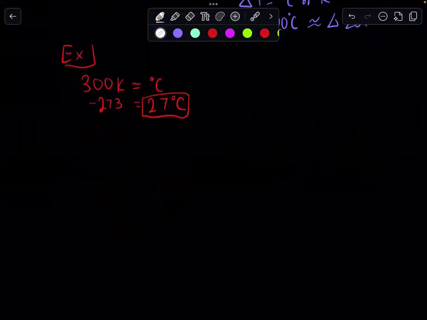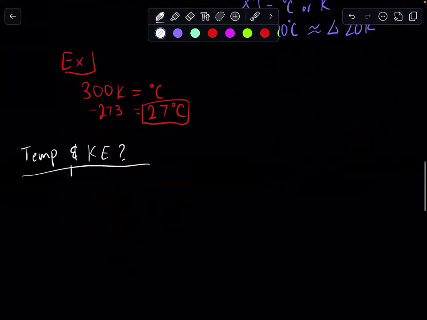Now, moving on, what do we use all this information between temp and kinetic energy for? What do we use it for? Well, generally, we use that to create heating and cooling curves.